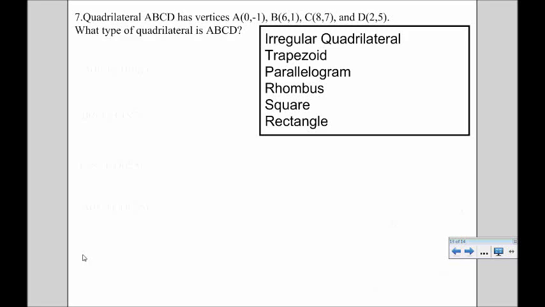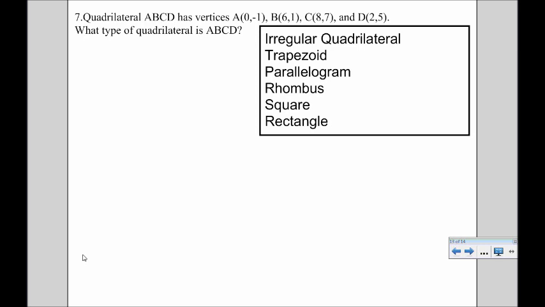Here's an example of how to put this all together. Say quadrilateral ABCD has vertices A at (0, -1), B at (6, 1), C at (8, 7), and D at (2, 5). I would like to know what type of quadrilateral ABCD is, and then prove that it actually is that quadrilateral. So I have several options.